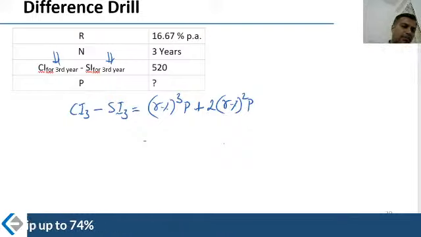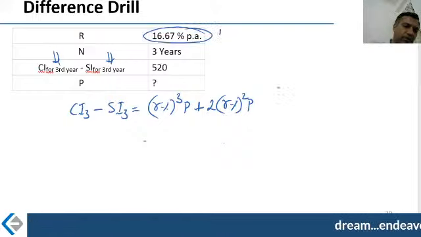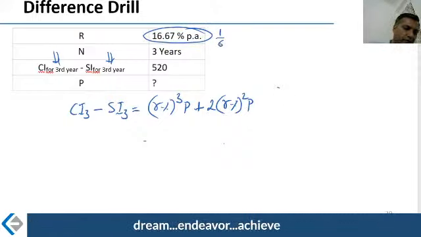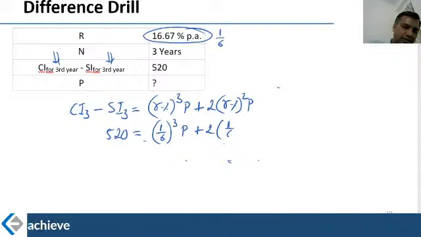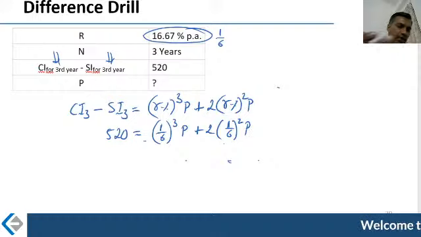Now R percentage is given. Its fraction form is 1 by 6. No worries. What is this particular number? 520, which is nothing but 1 by 6 whole cube times of principal, plus 2 times of 1 by 6 whole square times of principal. Therefore, I get the principal.